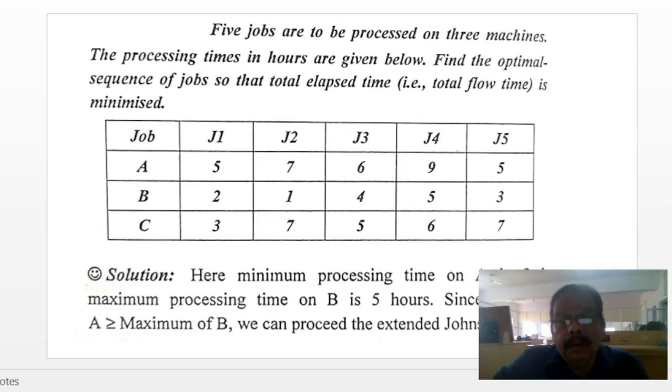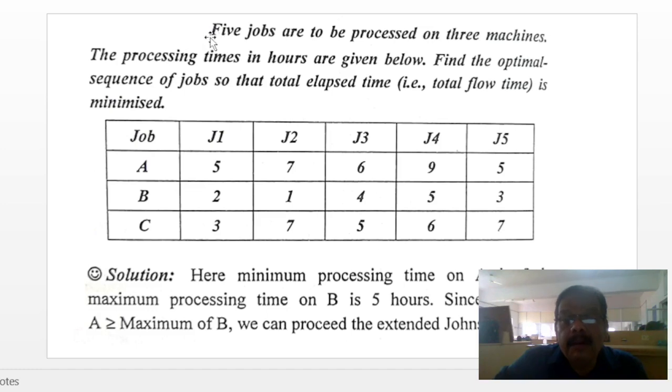Okay, on the screen you can see that there are 5 jobs given: J1, J2, J3, J4 and J5. We have 3 machines, machine A, B, C. So these are the 3 machines, and there are 5 jobs, J1 to J5. The hours needed for processing these 5 jobs on each machine are given in this table.